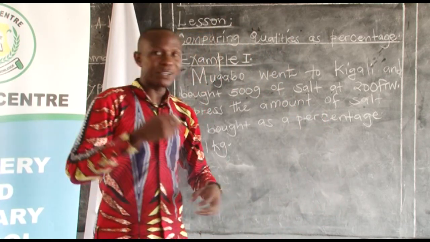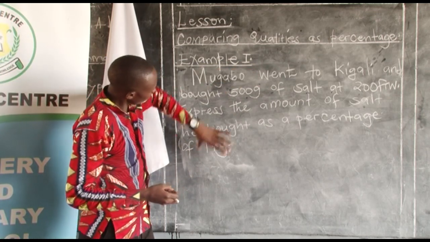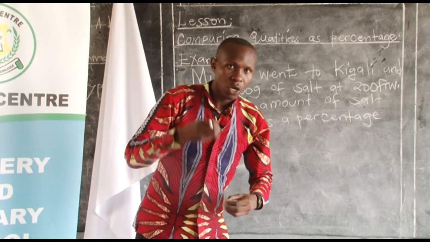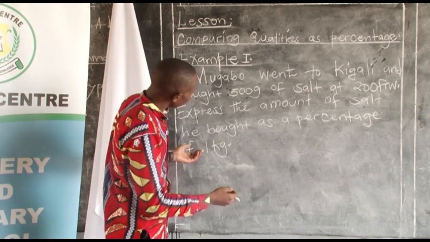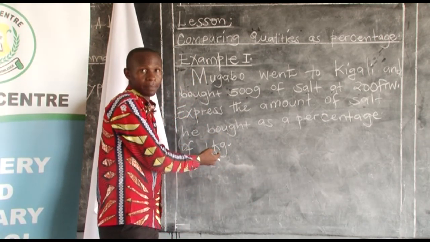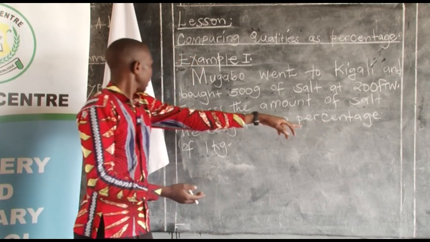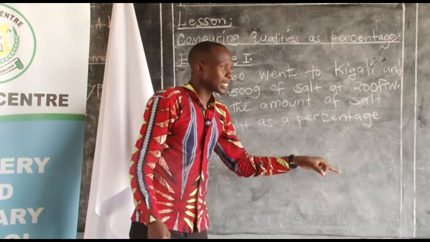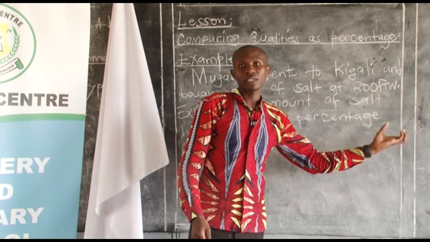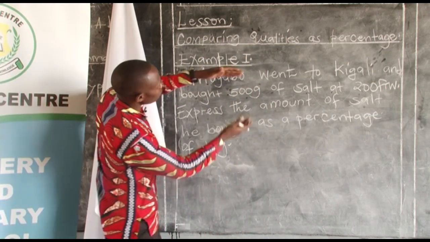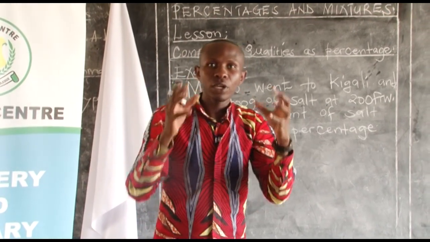Let's look at the question. When you look at the question very well, we need to identify these two main quantities. They have talked about 500 grams, and at the same time, they have talked about 1 kilogram. When you come to the last question, which says express the amount of salt he bought as a percentage, nowhere is the question demanding you to use this 200 francs. They only need us to express the amount he bought as a percentage of 1 kilogram.